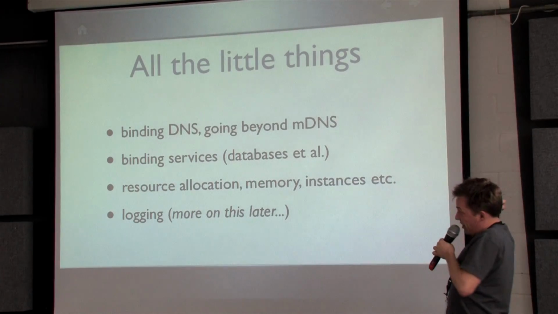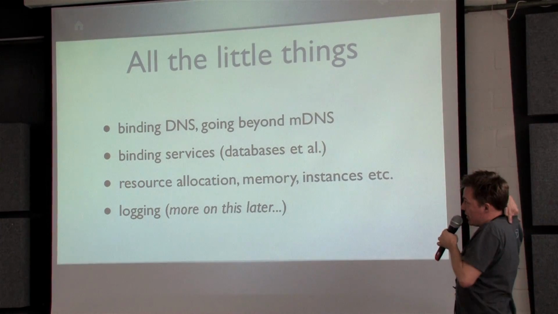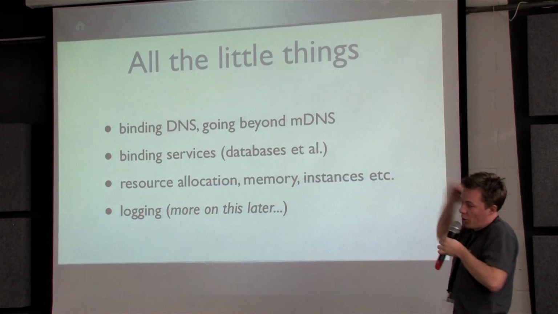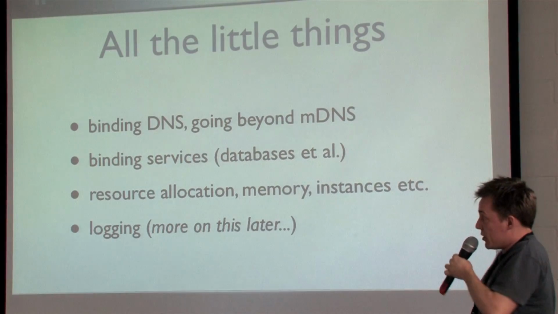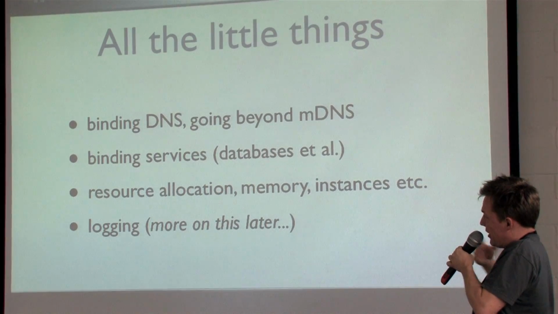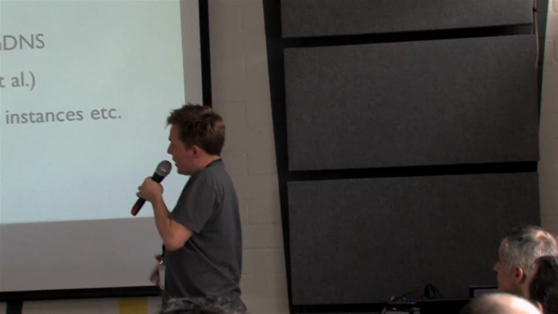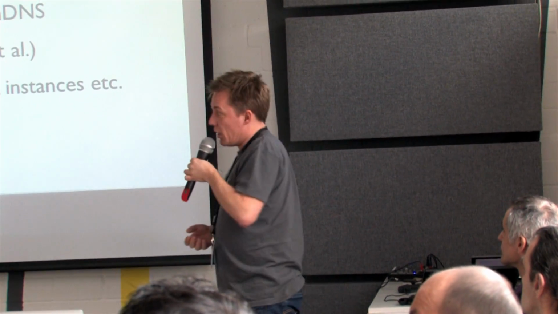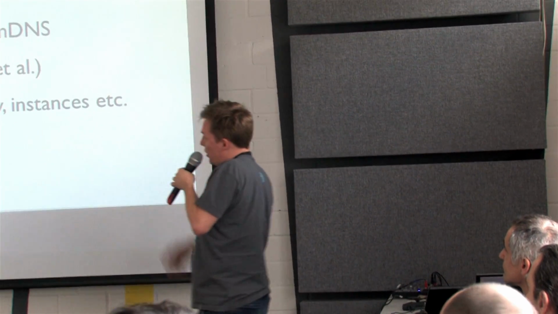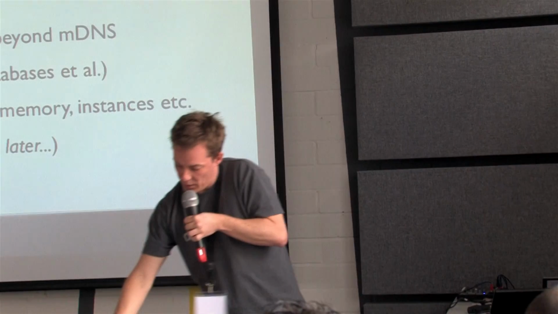So there's a lot of small things with using a microcloud like this, for example, DNS, binding DNS. Currently it's using this MDNS, dynamic DNS. Sometimes it has some issues, but you can really get up and running fast. You can bind services like PostgreSQL, MySQL, whatever. You can control resource allocation, memory, and instances, and you can do some stuff with the logging. And I'll get back to that.